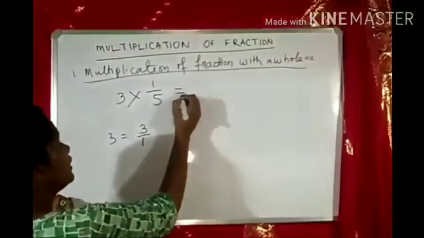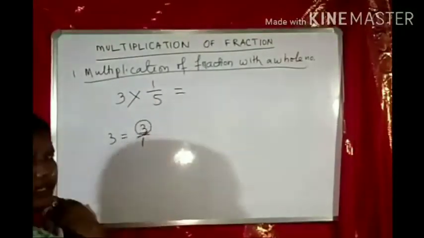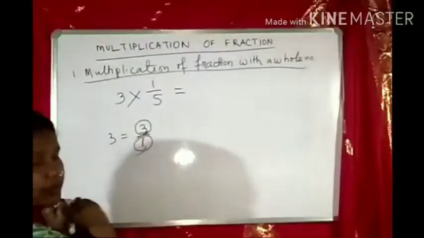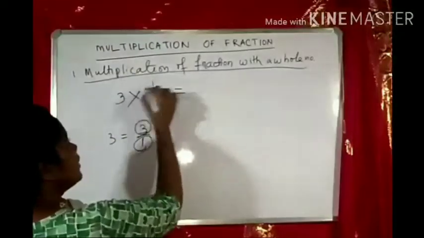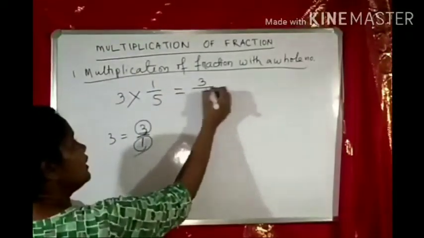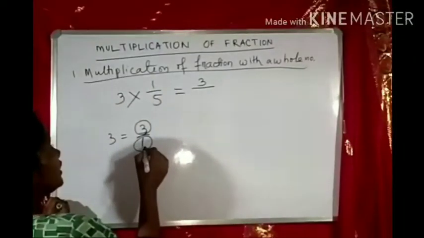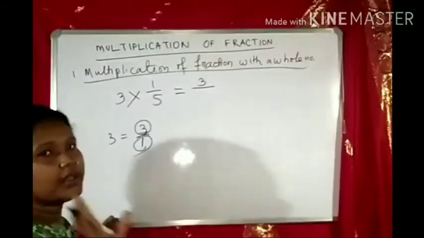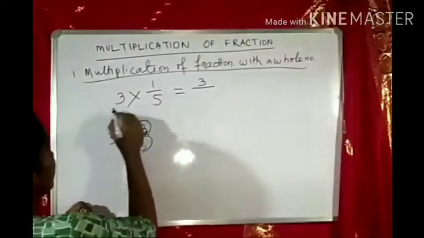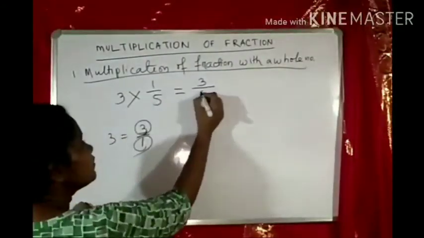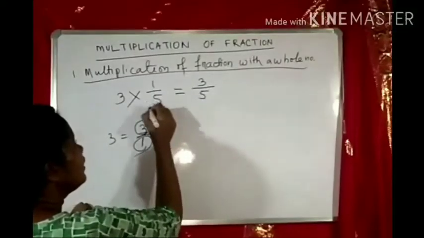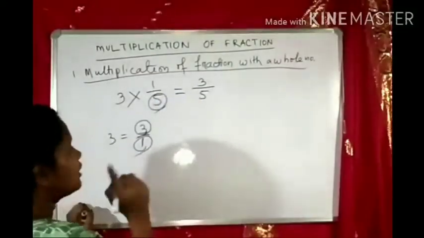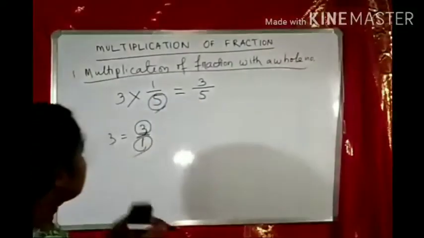So we can write it here. Here 3 is the numerator and 1 is the denominator. So 3 into 1 equals 3, and the lower side denominator is 1. For every whole number the denominator is 1. So 1 into 5 means 5, the denominator will remain the same. Let's see another example.